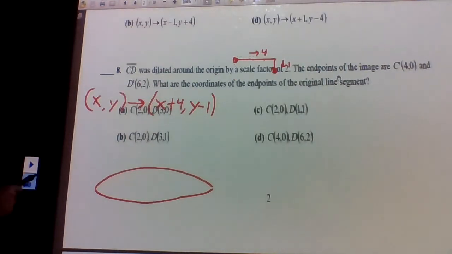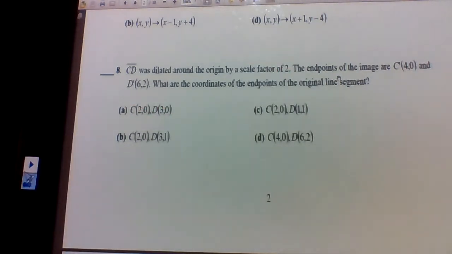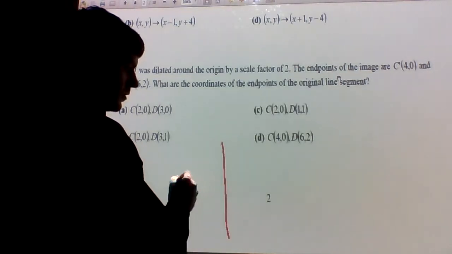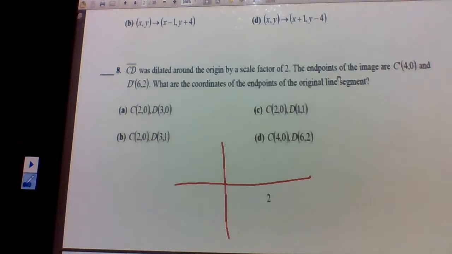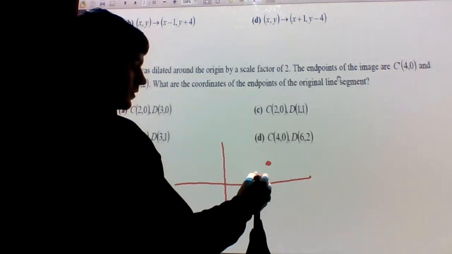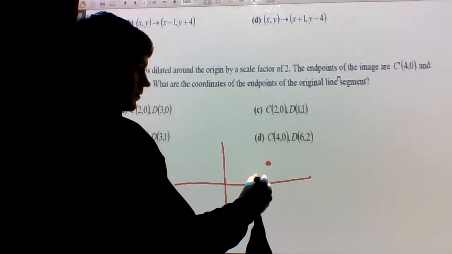Okay, segment CD was dilated around the origin by a scale factor of 2. The endpoints of the image are C prime 4, 0 and D prime 6, 2. What are the coordinates of the endpoints of the original line segment? Okay, so a scale factor of 2 from the origin. So the end result, so we had a line segment that ends up being 6, 2, 4, 0. Okay.